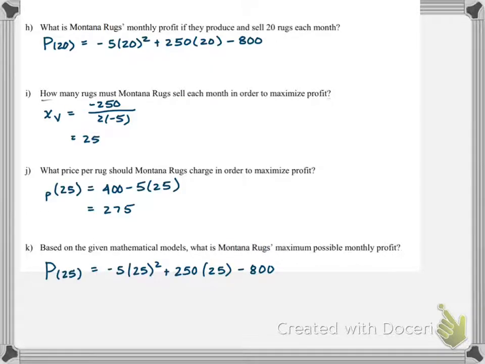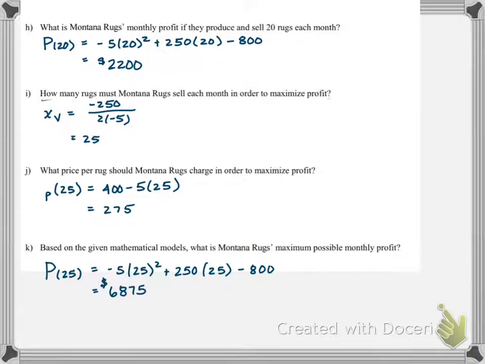Okay, so I've written down the calculations. Maybe you guys can tell me some of the numbers, because I can't do it in my head. What's the profit earned from selling 20 rugs? 200. And then what's the profit earned from selling 25 rugs? That last one. 6,875. Good. So our maximum profit is 6,875.